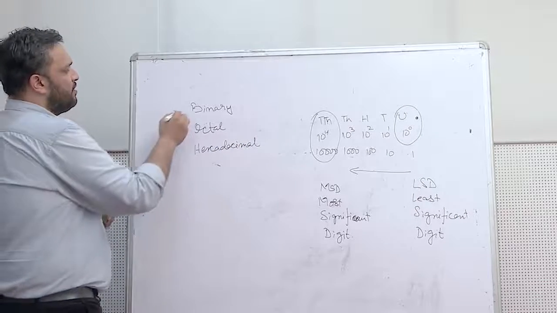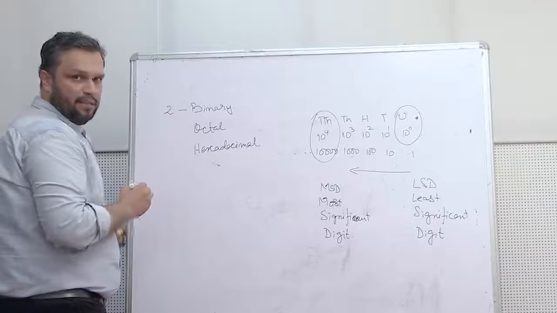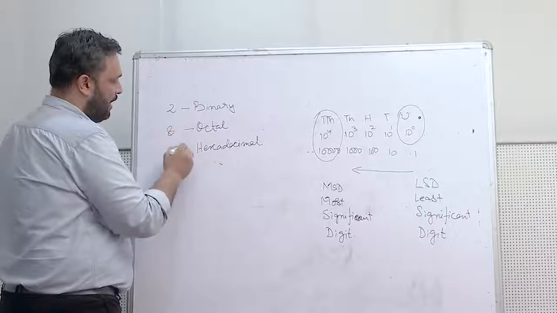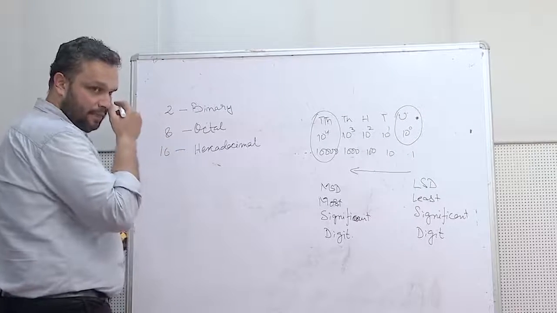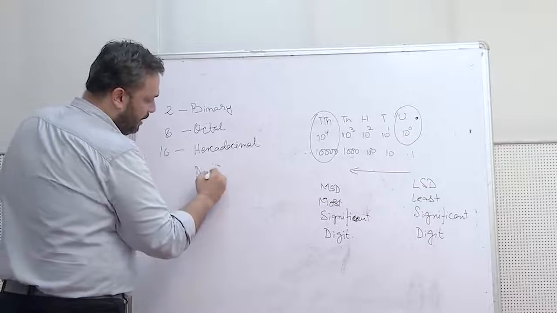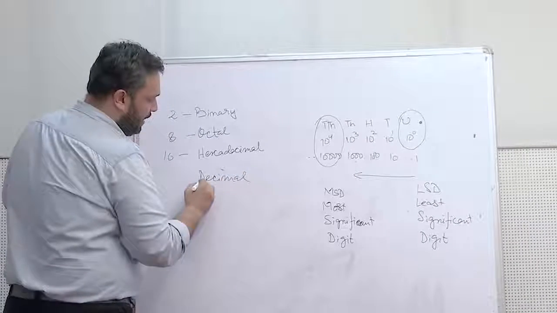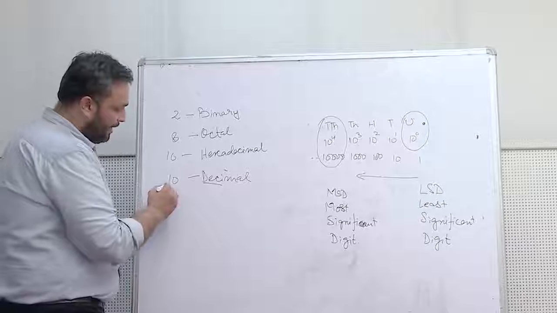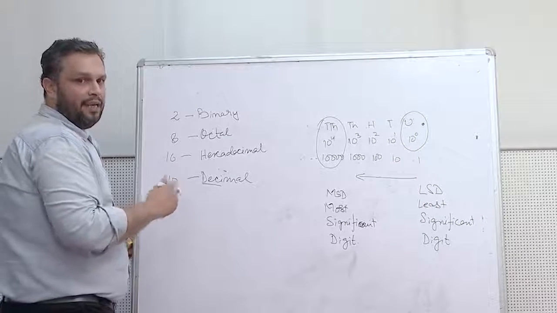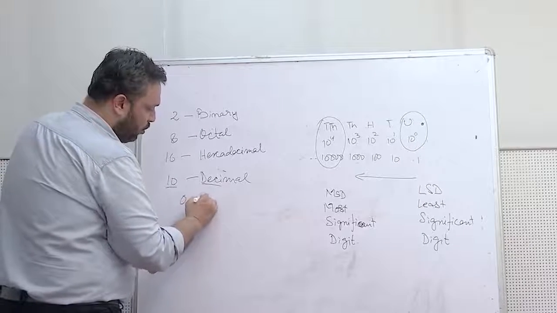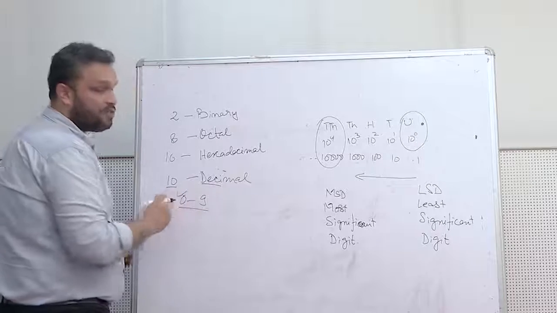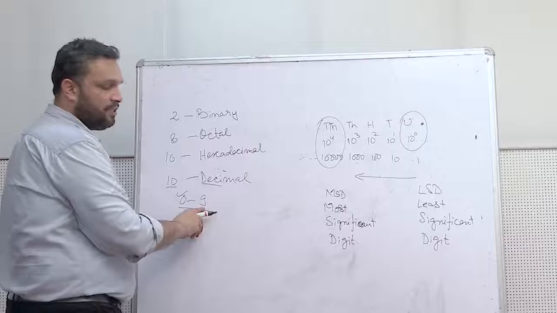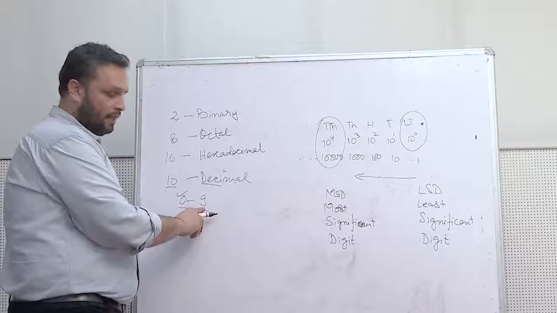So what is binary number system? Binary number system stands for 2. Octal stands for 8 and hexadecimal stands for 16. If you see decimal, the deca in the decimal number system stands for 10. 10 means there are 10 different digits from 0 to 9. The first digit is not 1, the first digit is 0, and the largest digit in decimal number system is 9.